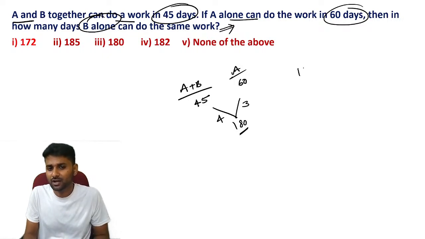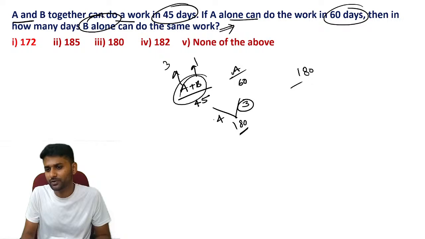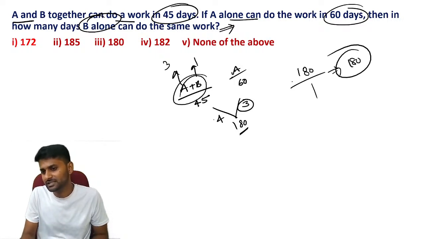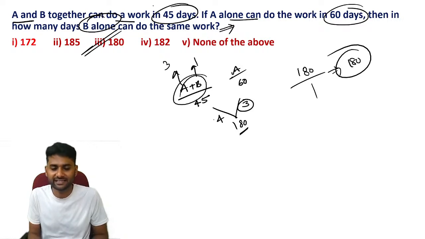Another question. Now we are going to find in how many days B alone can complete the same work. Now see, here A's efficiency is 3 units, A and B together is 4 units. Out of that, A is 3 units, so B is 1 unit. If he completes 1 unit per day, for 180 units it takes exactly 180 days.